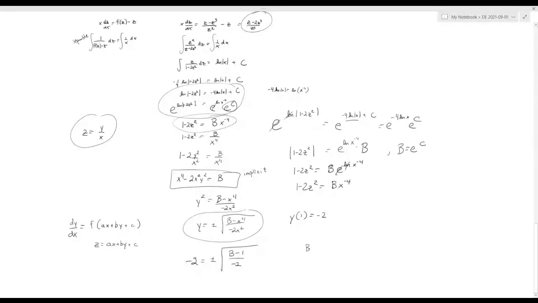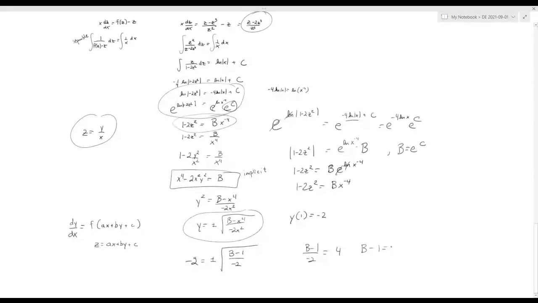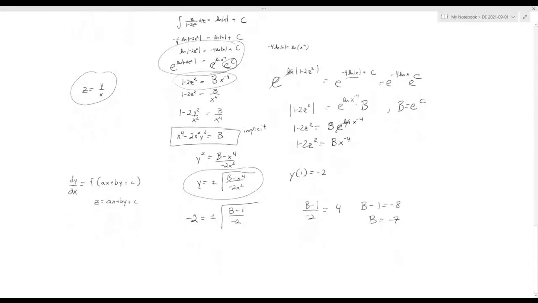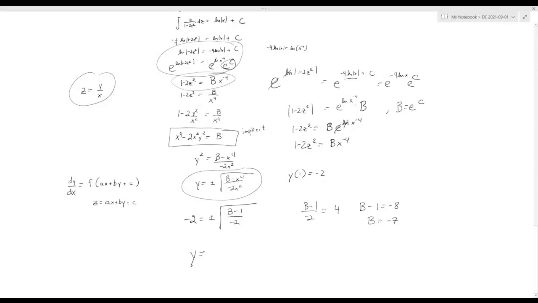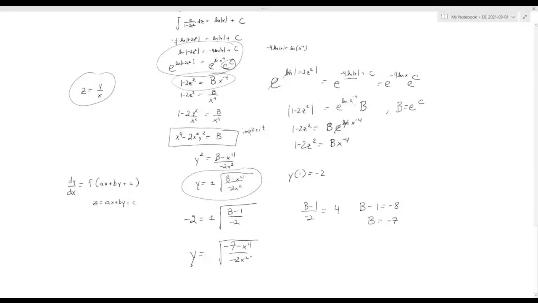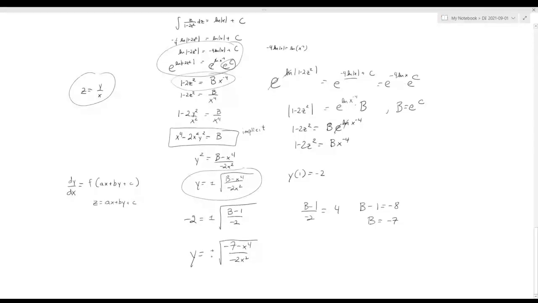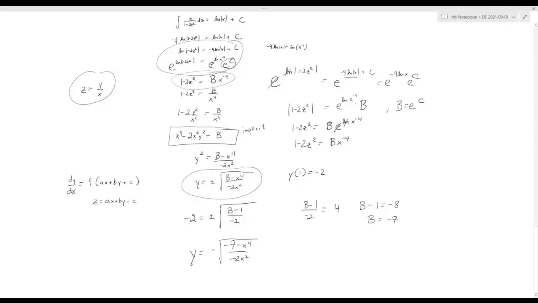So clearly the (b minus 1) over negative 2 has to equal 4. So b would be negative 7. But for our solution to the initial value problem, would you choose plus or minus? It's one of the two, but not both. Which one is it?